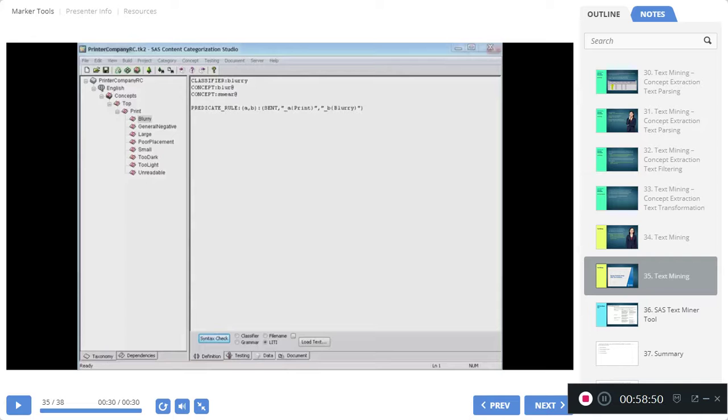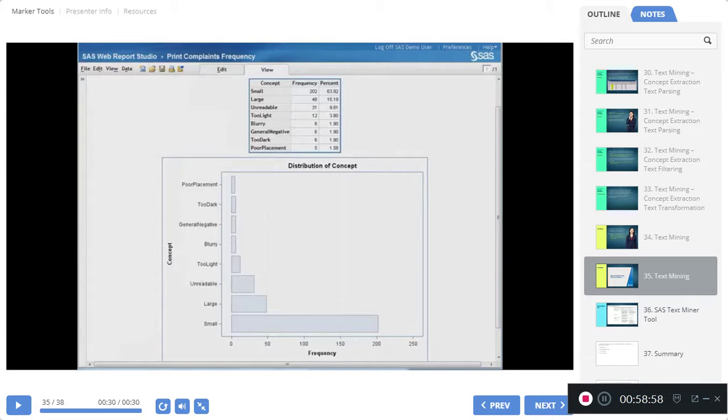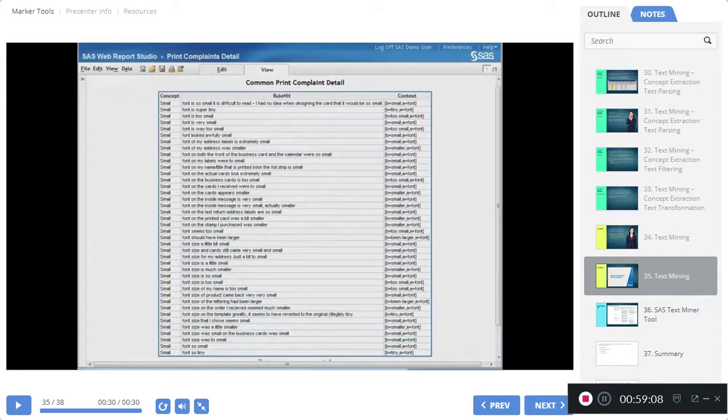Scoring the survey responses against the taxonomy gives us data. A simple frequency analysis can be run to show us where the largest concentrations lie. In this case, the overwhelming majority of hits come from the rules for small. We can drill further to see how small is being used in context. This shows that many people are complaining about the print or fonts being too small on the products they receive. This is one of the driving factors behind the high concentration of negative sentiment for print.